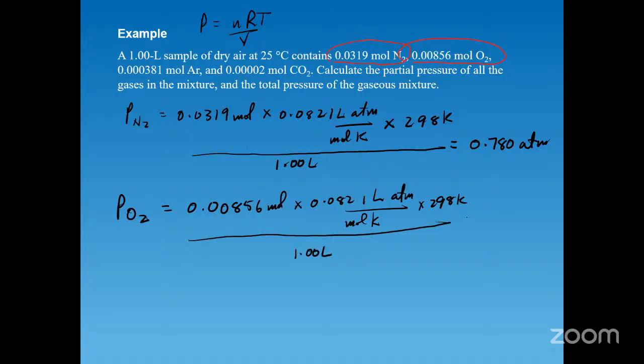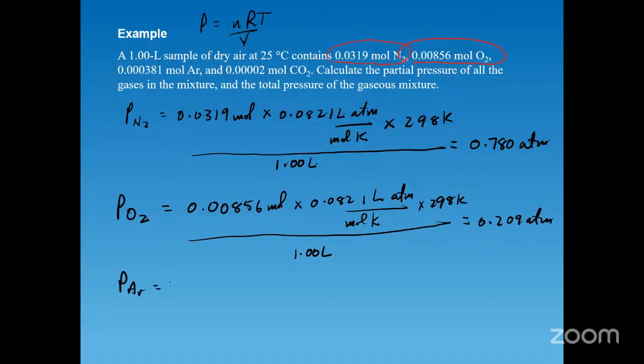And let's see what that gives. 0.00856 times 0.0821 times 298 divided by 1. So according to my calculation, this works out to be 0.209 atmospheres. And then we do again the same thing, this time for argon.